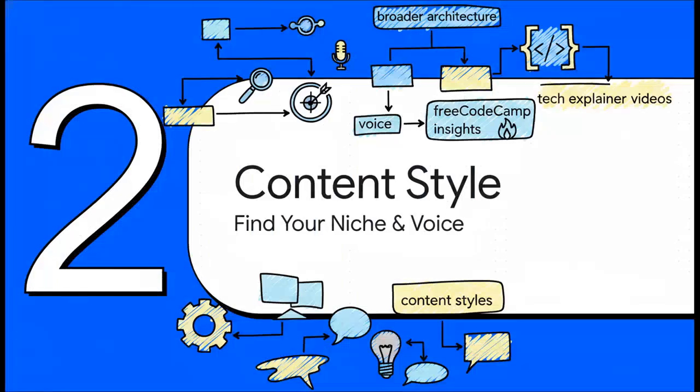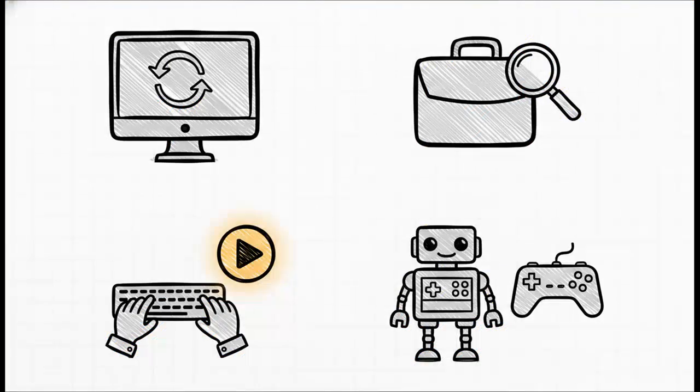Moving right along to Section 2, Choosing Your Content Style. This is all about finding your specific niche and voice. If you spend any time looking across software channels, you'll notice they basically fall into 4 distinct buckets. First up, you've got the tutorial style. These are super practical, career-boosting guides, like exactly what you'd use for our undo button stack example.